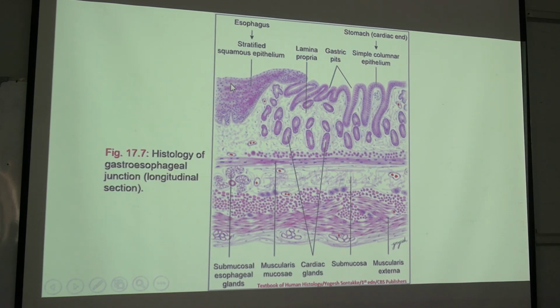We see these cells layered in a stratified squamous region. So this region is becoming cuboidal cells. That means this is the junction point or border area between the stomach and the esophagus, where these tissues are picked up from.